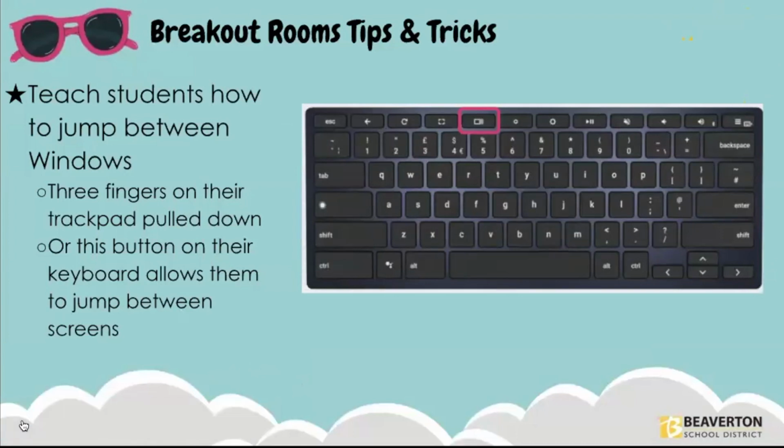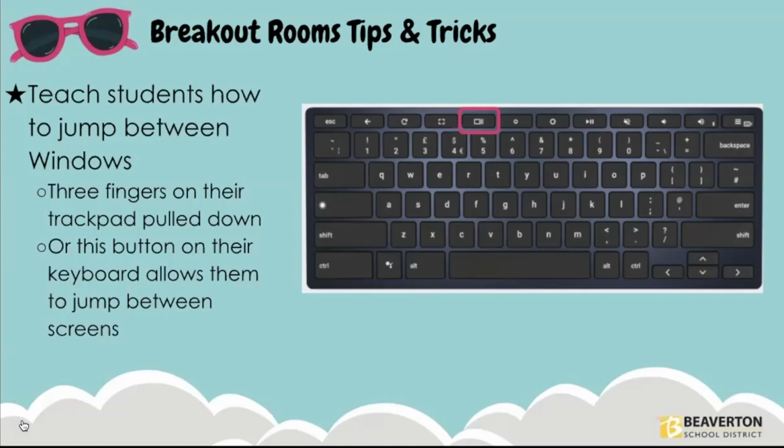So one thing that I think is really helpful is to make sure that you tell them about that button that you see on the screen now. That allows them to see every window that they have open, so they can jump in between. They can either click on their trackpad which window they want to go in, or obviously they can touch the screen. Additionally, you guys also have this ability.